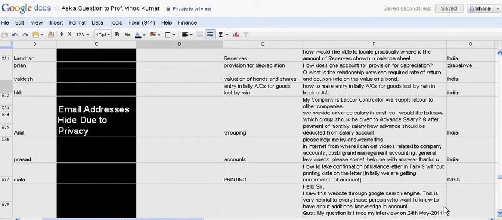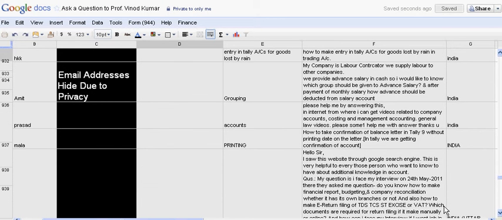Next question from Mala. How to make a confirmation of a balance sheet letter in Tally 9 without the printing date of a letter? In Tally we are getting confirmation of accounts. I could not understand what she wants to know.